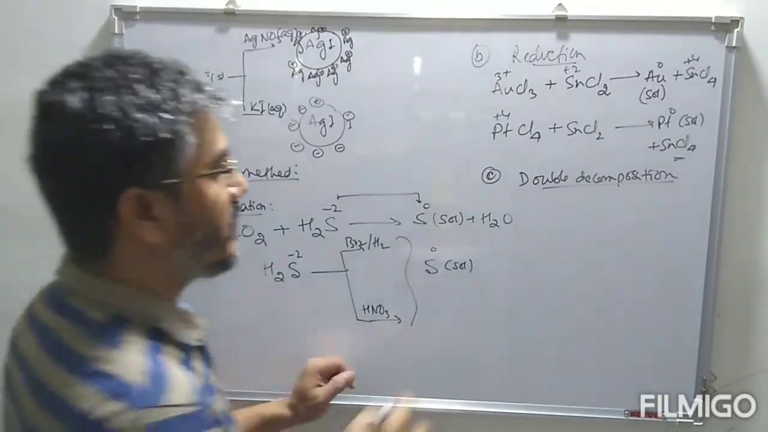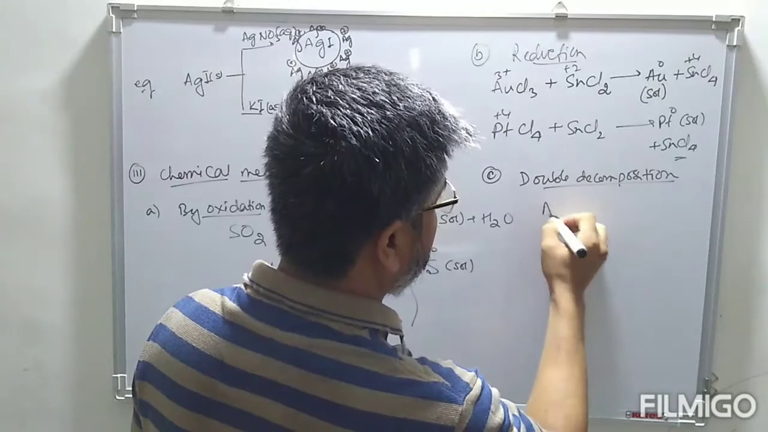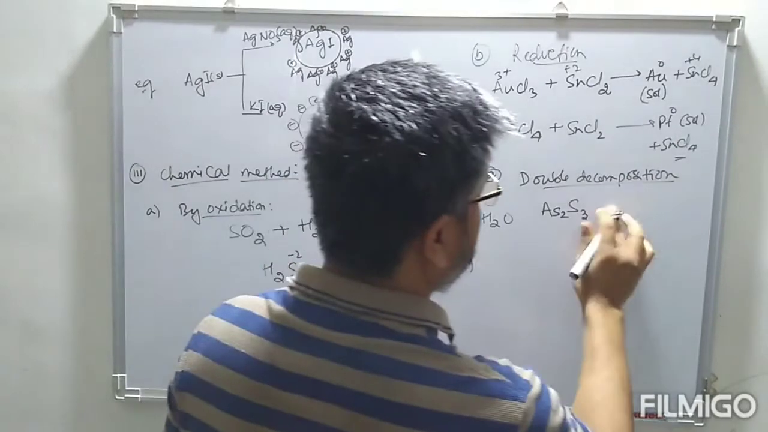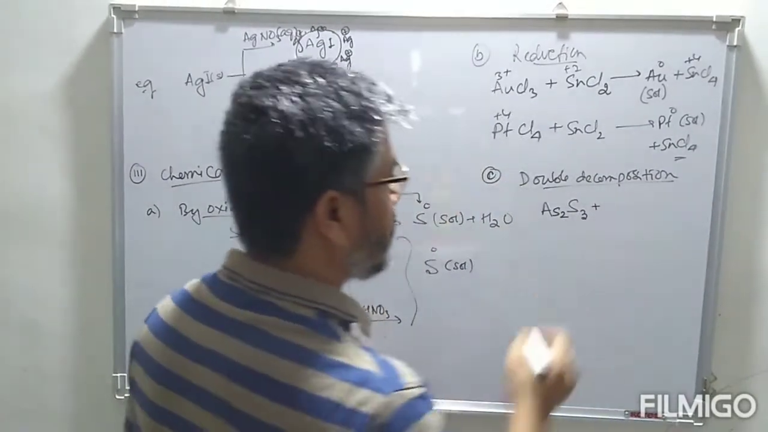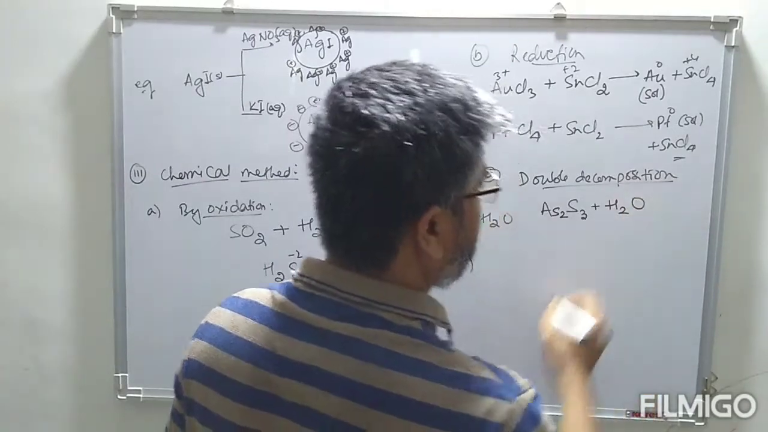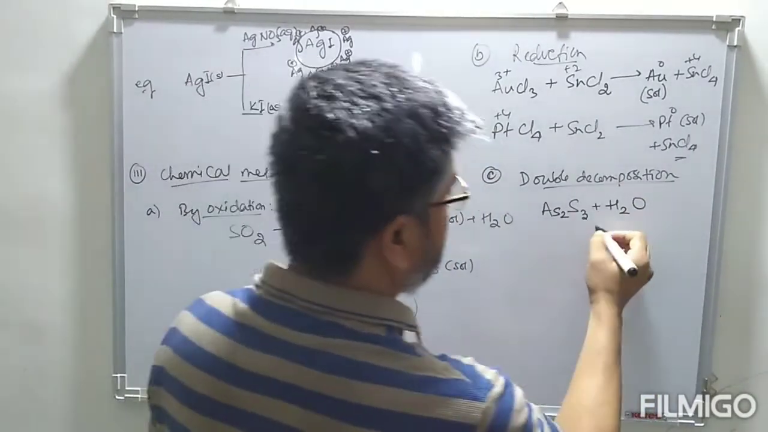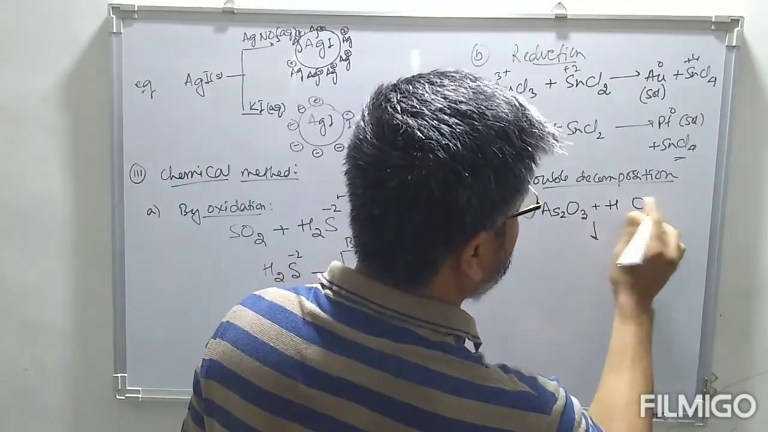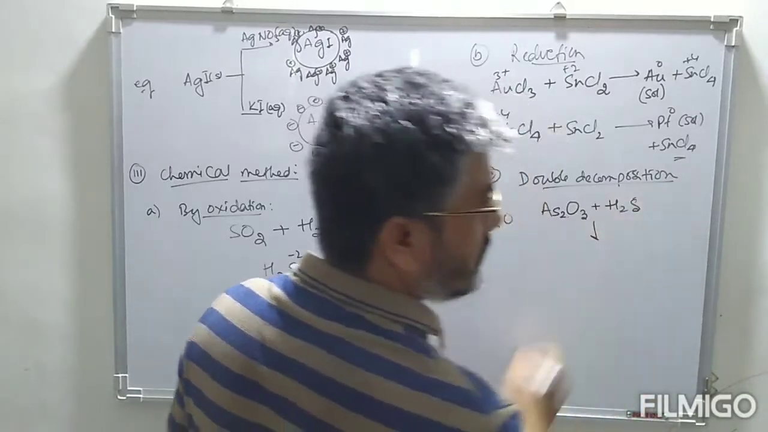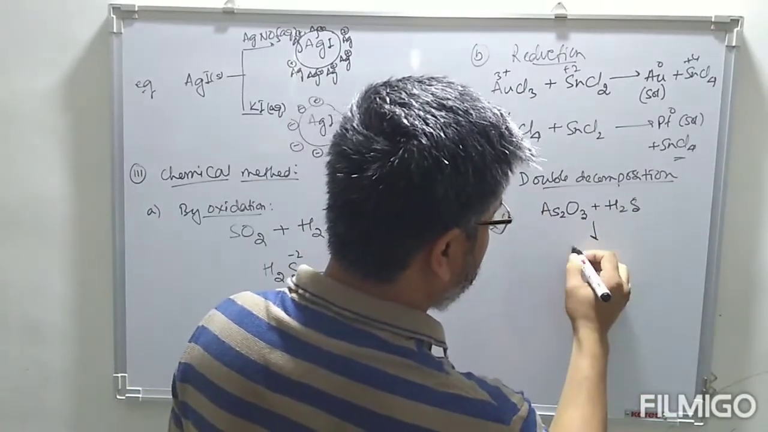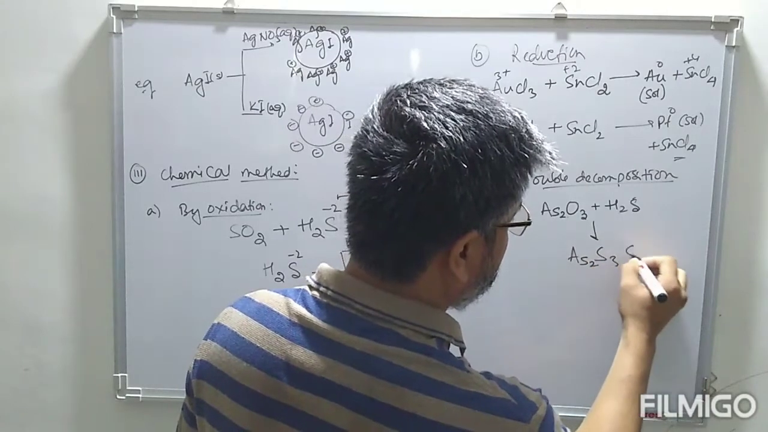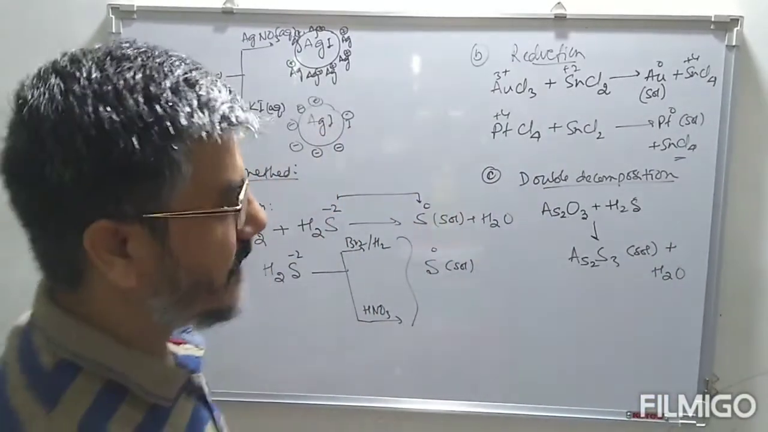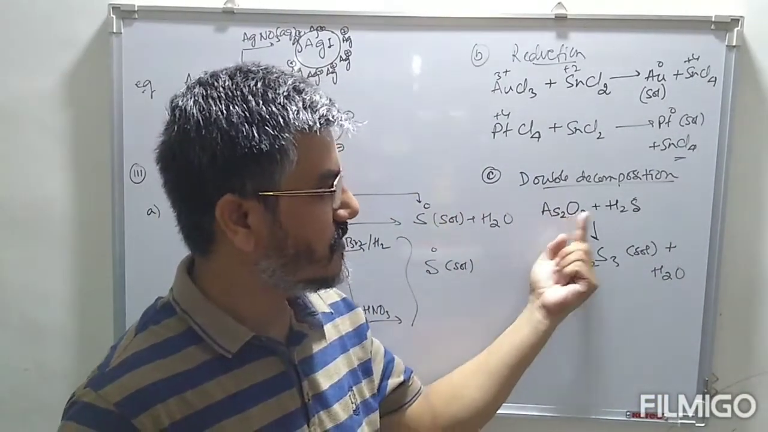Double decomposition method. We have this example like arsenic sulfide with H2O, arsenic oxide with H2S, when this undergoes double decomposition to give you As2S3 sol plus H2O. So there is exchange of anion, oxygen and sulfur.